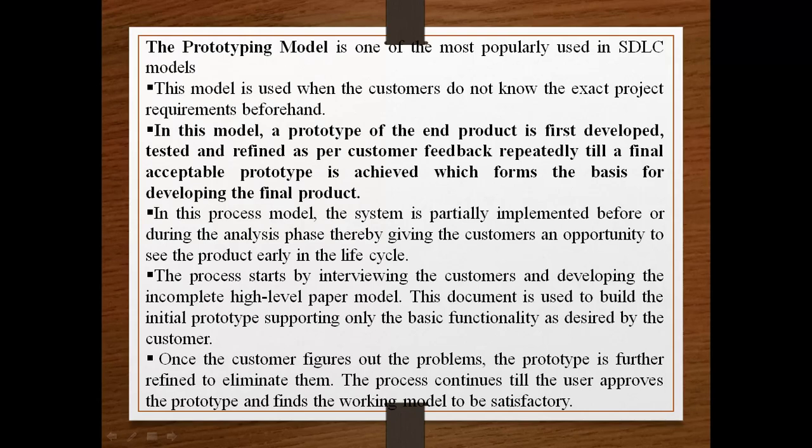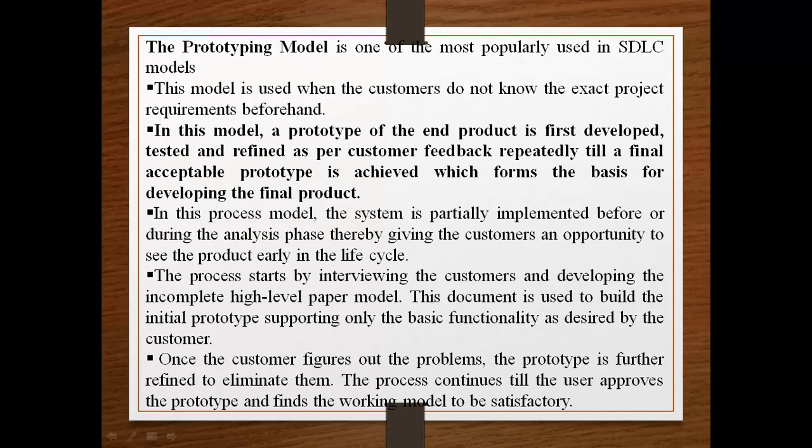So here in prototyping, the end product is developed first, it is tested, it is refined and feedback is taken from the customer till we get our final result. In this process, the system is partially implemented because we are going to give them a small overview of the working model. So it has to be partially implemented before or during the analysis phase, because only then does the customer have an opportunity to see the product early in the life cycle and give feedback.